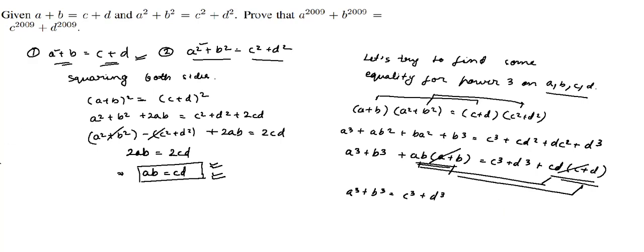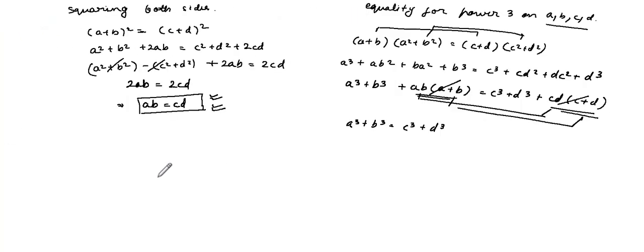Similarly, if you go ahead like this, you will always get a pattern. Let's try to generalize it. If you multiply a plus b with a cube plus b cube, you will be able to build the powers of 4, because the power of a is 1 here and here it is 3. So you will get a to the power 4 plus b to the power 4 is equal to c to the power 4 plus d to the power 4.